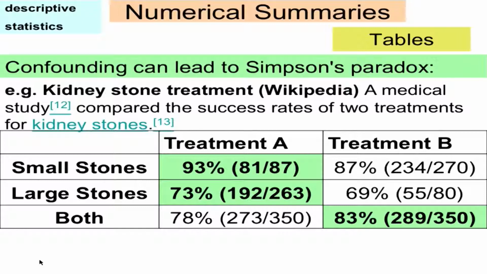Well, see, the small stones are more readily cured. You can see that in both treatments. And treatment A got about a quarter of its patients in that category. Treatment B had 80% of the patients in that category. So treatment B looks better, not because it's better for these small stone patients, but because more of the patients that got treatment B had small stones. That is, they weren't as sick, so they did better. And that makes the treatment look better.